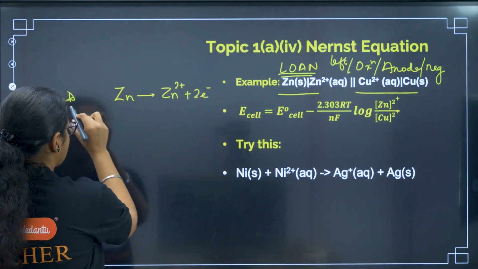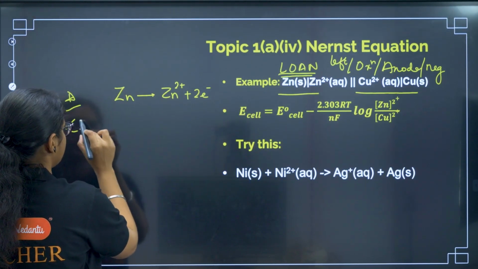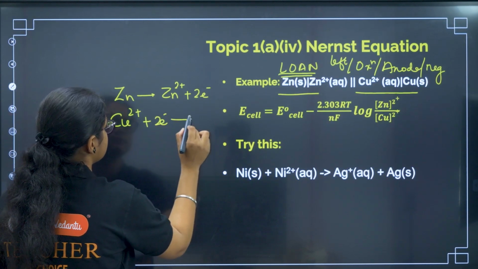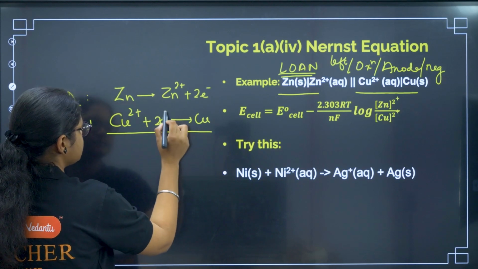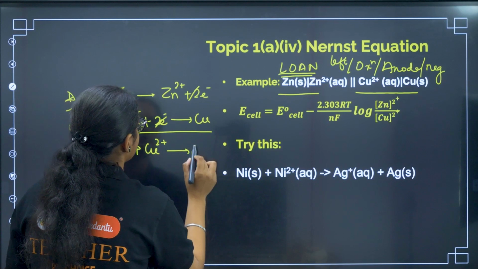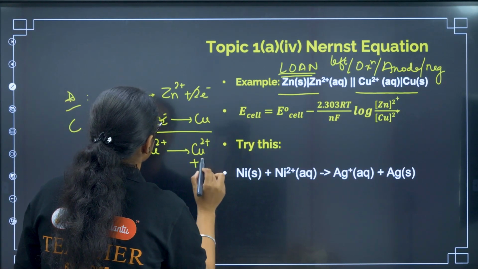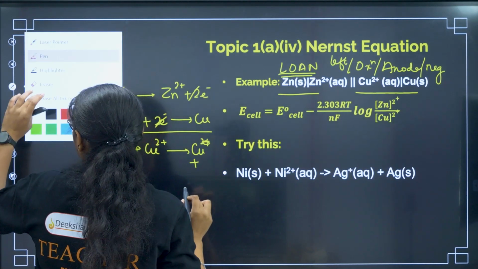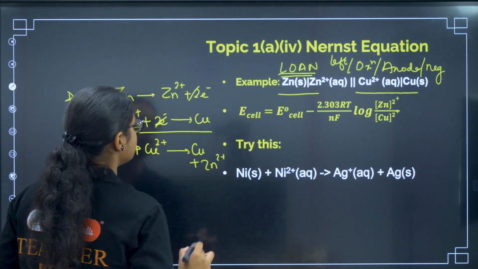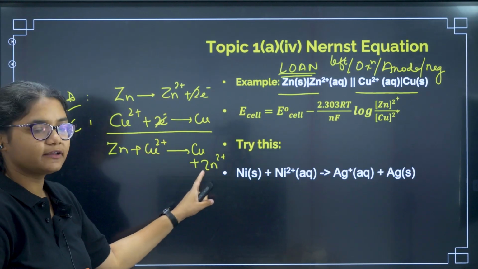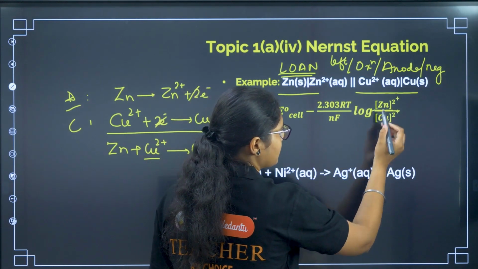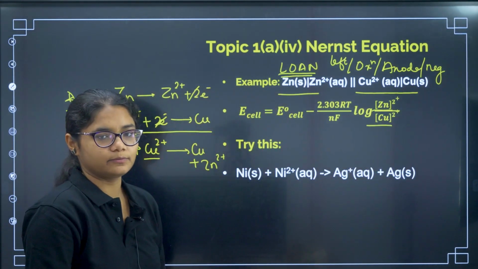Now the anode reaction is Zn giving Zn2+ plus 2 electrons. The cathode reaction is Cu2+ plus 2 electrons giving Cu. Now you can add these two. We will get Zn plus Cu2+ giving Cu plus Zn2+. So in this equation, Zn2+ is on the product side and Cu2+ is on the reactant side. So in the Nernst equation, Zn2+ divided by Cu2+ will come.